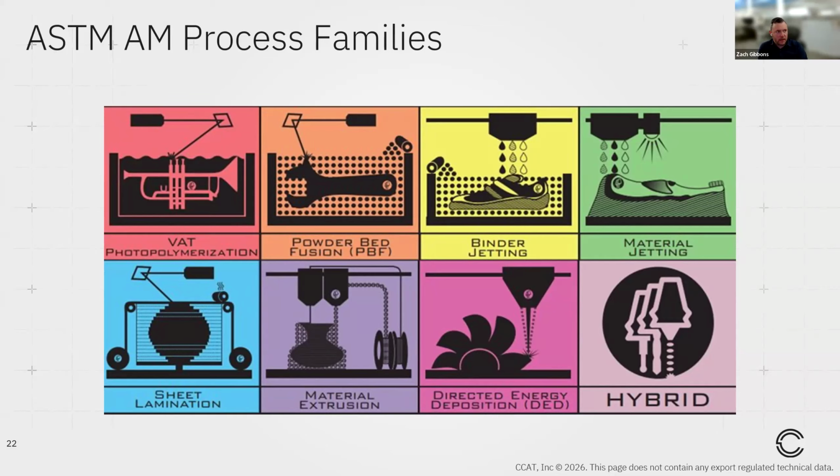Company A and company B may operate differently, but maybe they want to do some business together. We can lean on these industry standards to make sure we're at least kind of playing in the same ballpark, so to speak. And so we have 7 different AM process families: vat photopolymerization, aka resin printing. We have powder bed fusion. That is basically any process that is using a powder bed to convey the material.